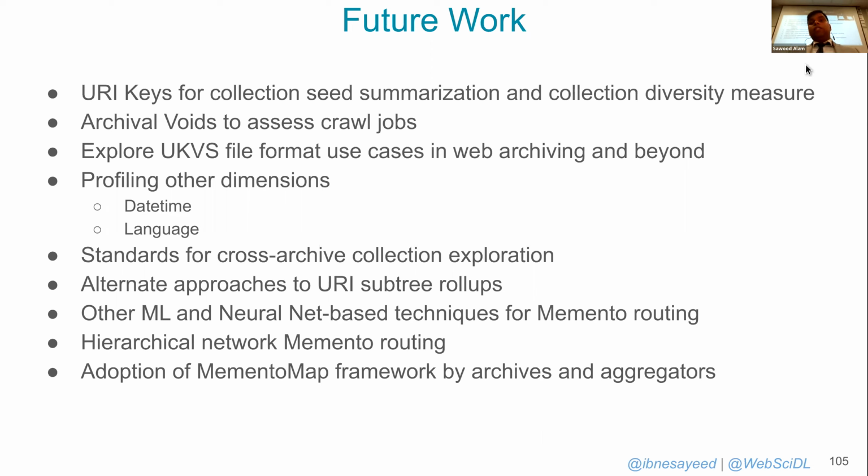Alternative approaches for URI subtree rollups and some more machine learning approaches for Memento routing can be applied on our data. Then I'm also interested in a hierarchical network of Memento routing, especially because aggregators behave like archives.